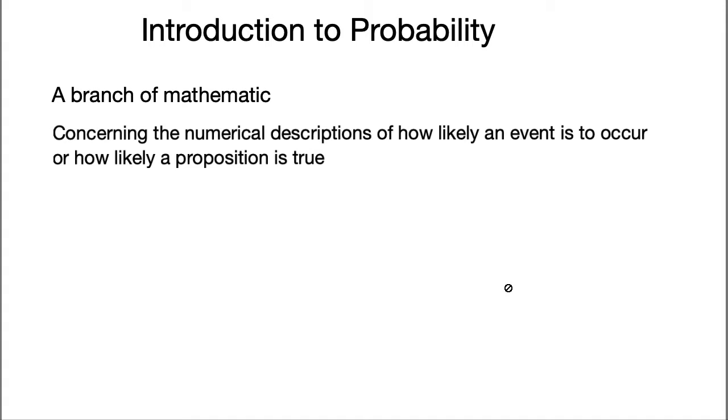In this first video we'll talk about what is probability, and we'll talk about the probability elements and some properties of these elements. So first of all, let's define what is probability. Probability is a branch of mathematics concerning the numerical descriptions of how likely an event is to occur, or how likely a proposition is true. It is useful for modeling some situations in computer engineering, in electrical engineering, and even in other fields that are not engineering, like economy, for example.